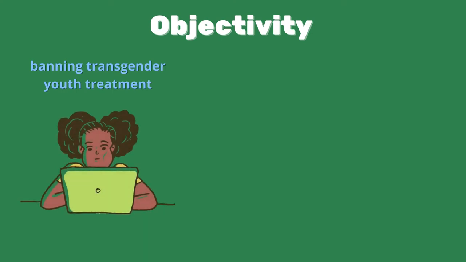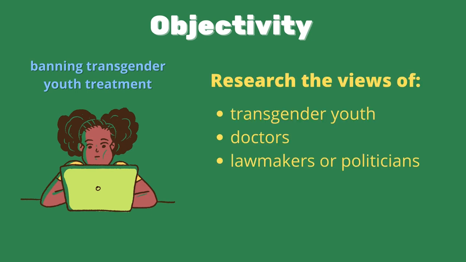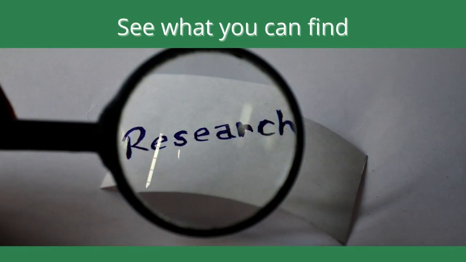Let's say you are investigating laws banning transgender youth treatment. For objectivity, you'd need to research the views of transgender youth, doctors, and politicians, and distinguish proven facts from opinions. Now, see what you can find using the criteria for objectivity.